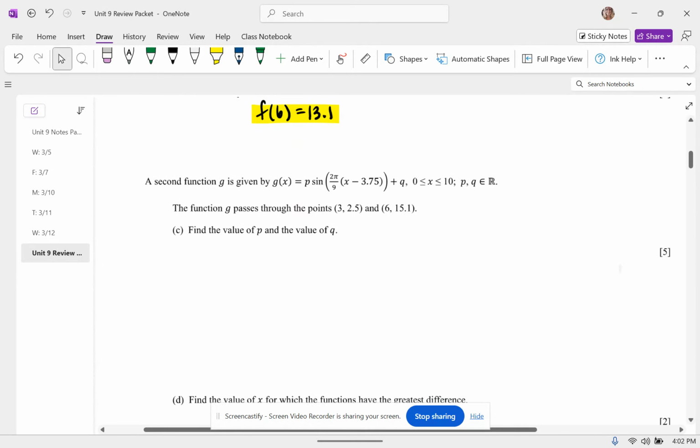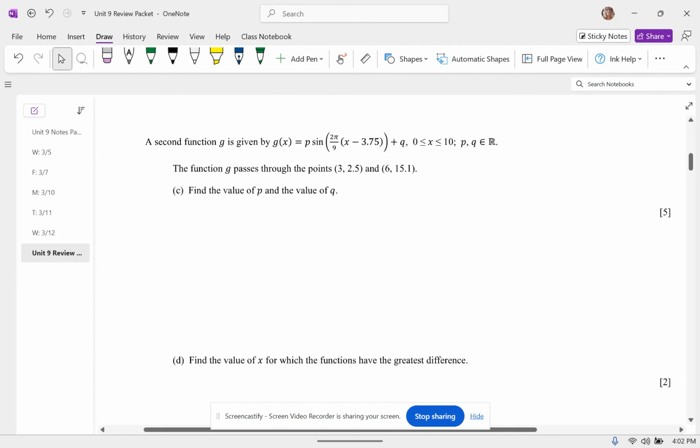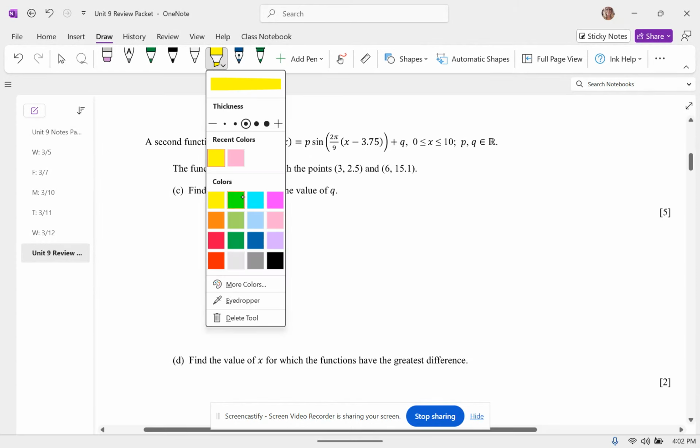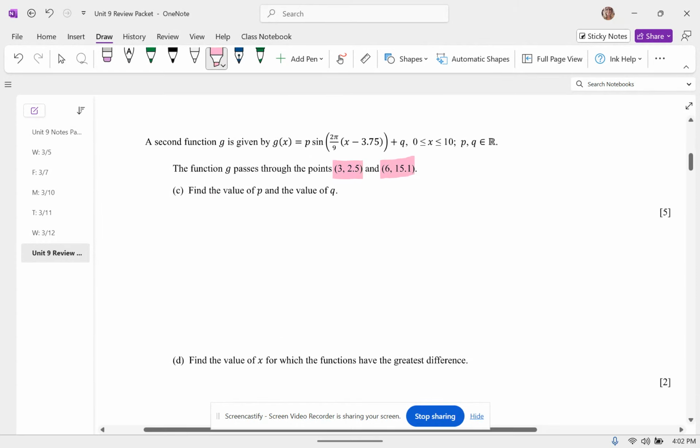All right. Now it says a second function g is given by g of x equals p times the sine of 2 pi over 9 times x minus 3.75, plus q, between 0 and 10. P and q are elements of all reals. The function g passes through the points (3, 2.5) and (6, 15.1). Find the value of p and the value of q. So they gave me 2 clues, and I'm like, all right, 2 clues, 2 unknowns. I'm definitely setting up a system of equations here, right?